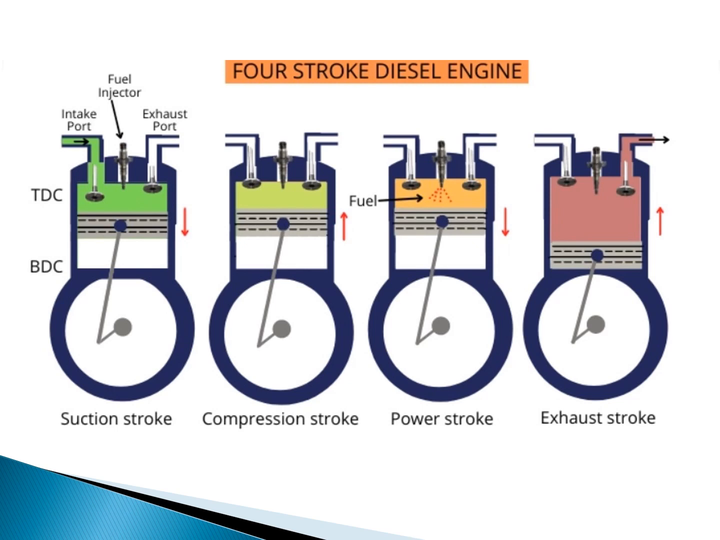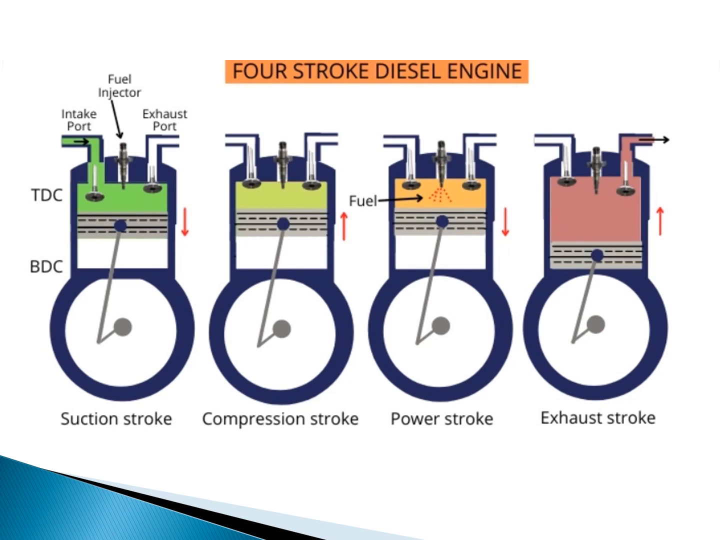In the compression stroke, the piston moves from bottom dead center to top dead center. During this process, both valves are closed, and as the piston moves from bottom dead center to top dead center, the fresh air is compressed to high pressure and high temperature. As the piston moves to the topmost position, the pressure and temperature are at their maximum. After this, at the end of the compression stroke, diesel is sprayed as fine particles into the cylinder through the fuel injector.